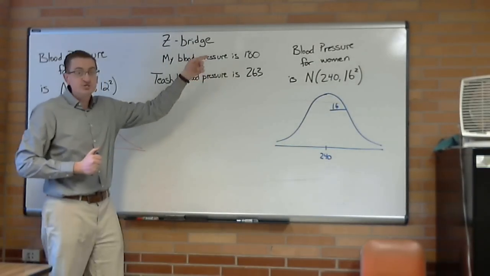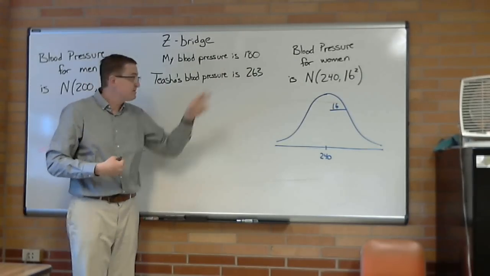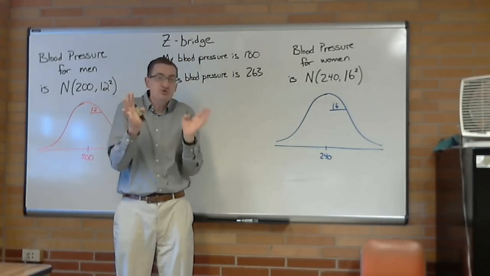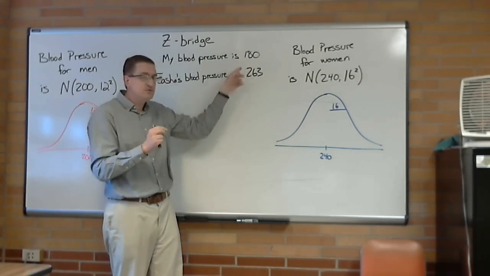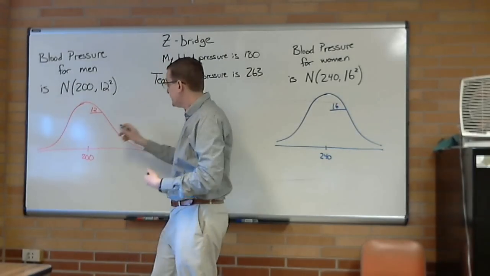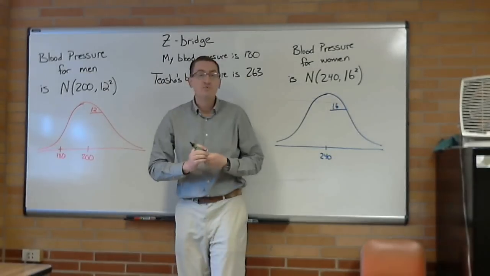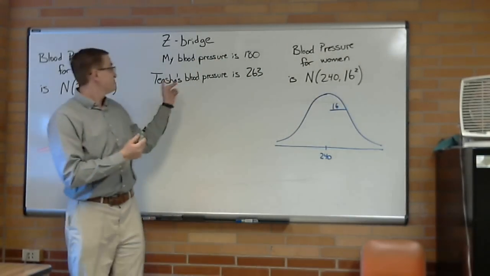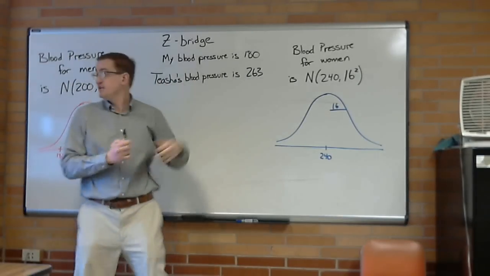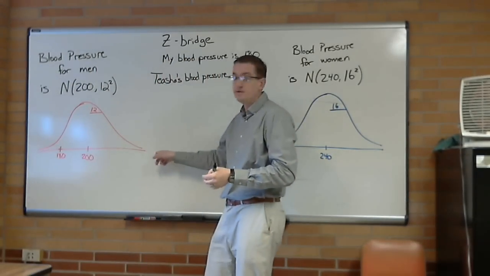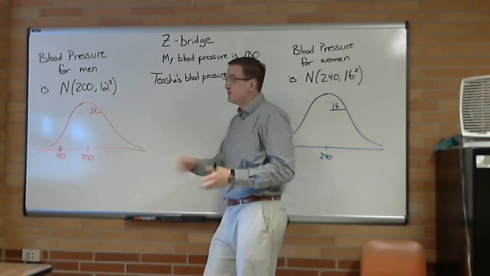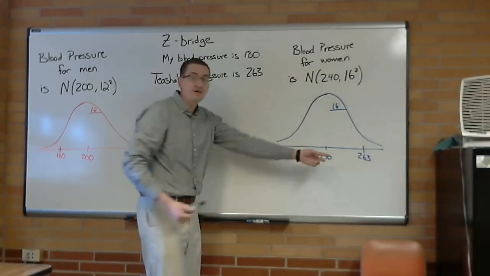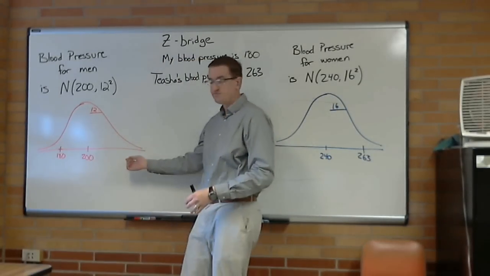Now, my blood pressure is 180. If I tell my wife my blood pressure is 180, she's thinking about her distribution. 180, let's rush you to the hospital, there's something terribly wrong. Well, no, 180 for me would land somewhere around here, which isn't terribly low, it's not rushing me to the doctor. On the same token, my wife's blood pressure of 263, if I'm looking at my graph, 263, whoa, that's a big problem. But on hers, 263 would be somewhere there, which is high, but not nearly as high as it would look on my graph.